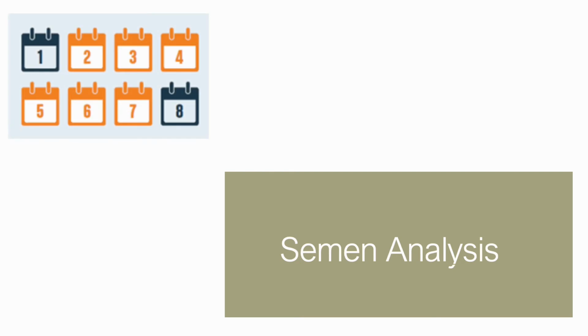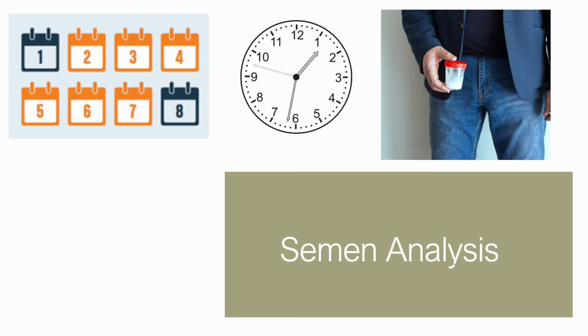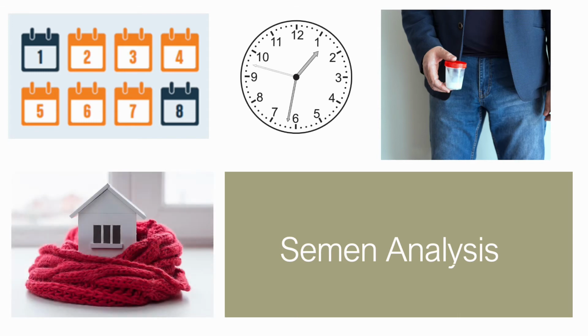Usually we ask for 2 to 7 days of sexual abstinence before the collection. Avoid using lubricant or spermicides before collecting the samples. Once it is collected, it should be placed in a sterile container and delivered to the lab within 1 hour. Ideally, it should be kept warm, like wrapped in a shirt or a trouser pocket.